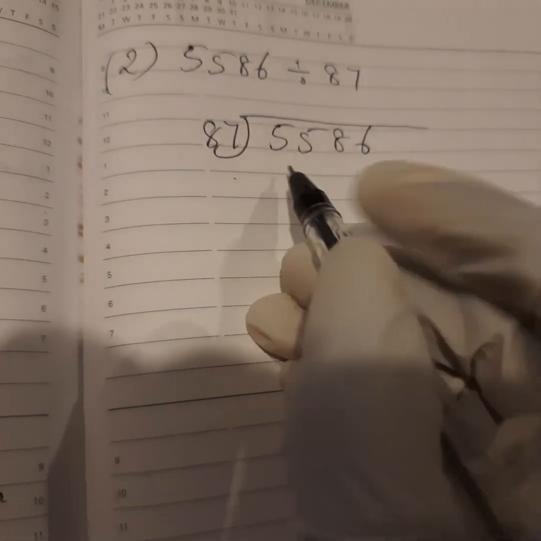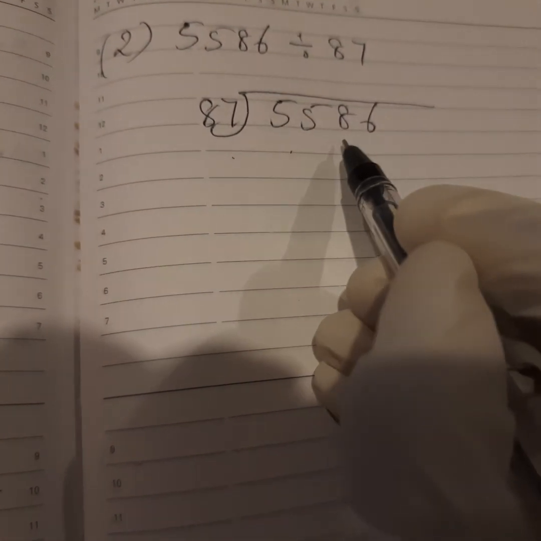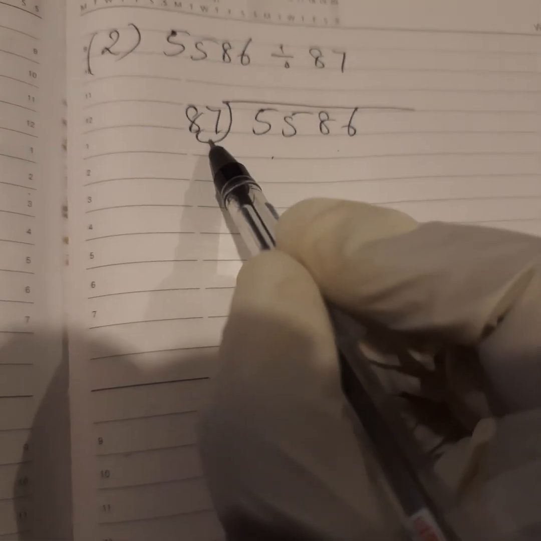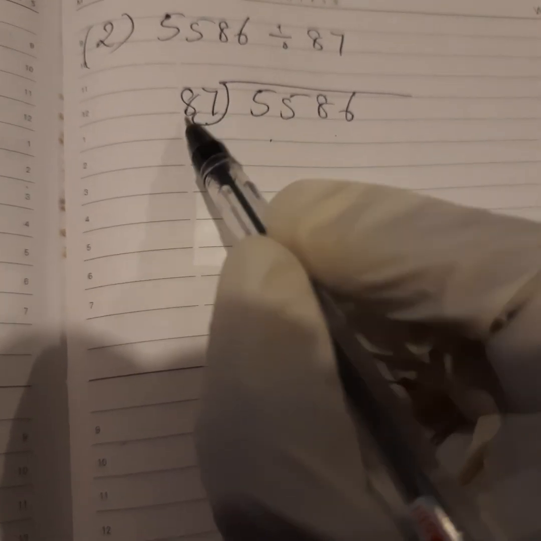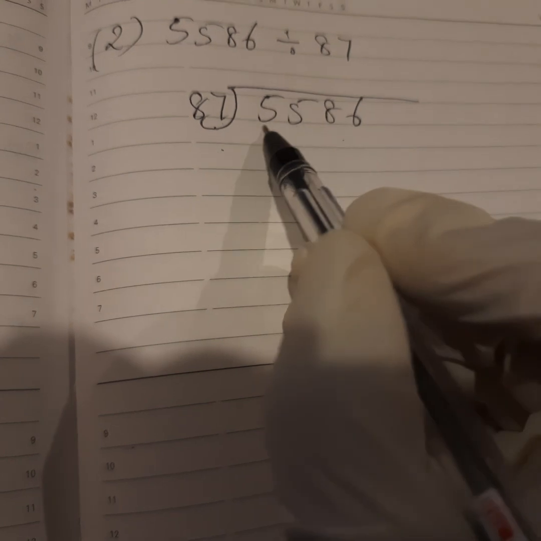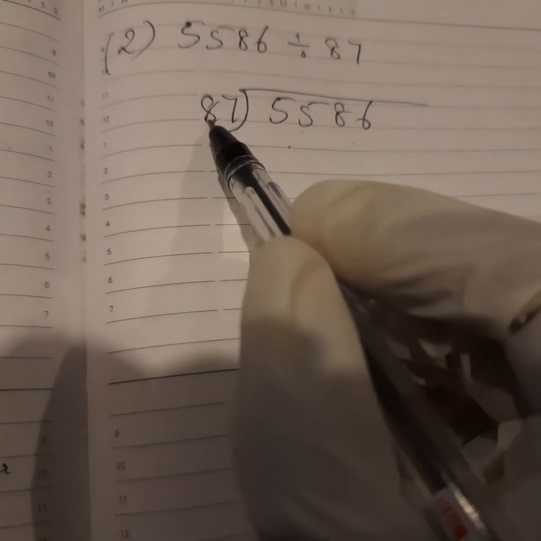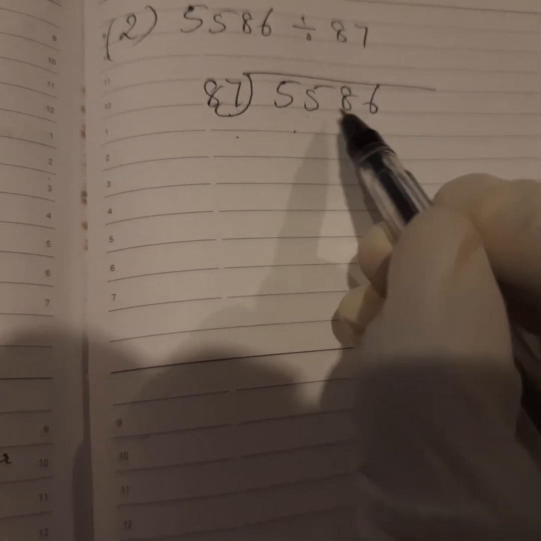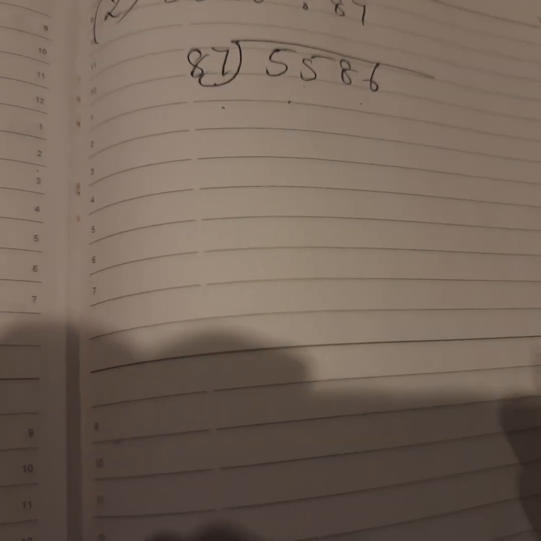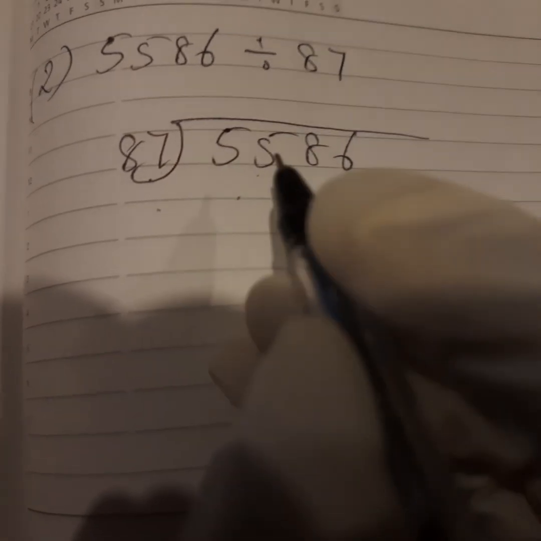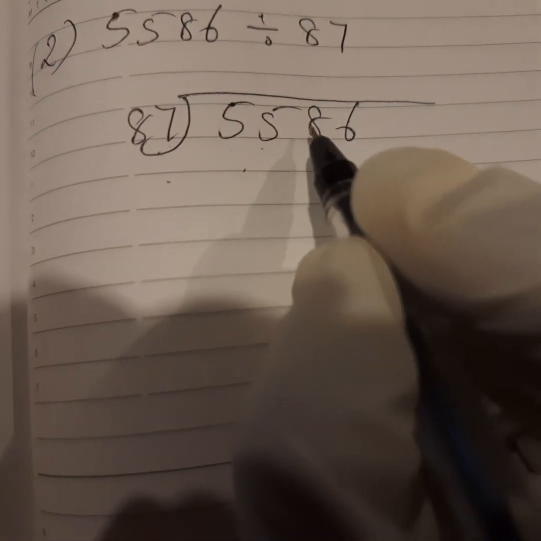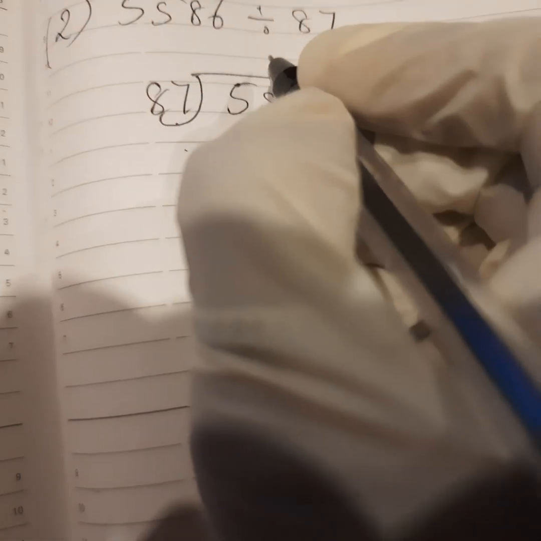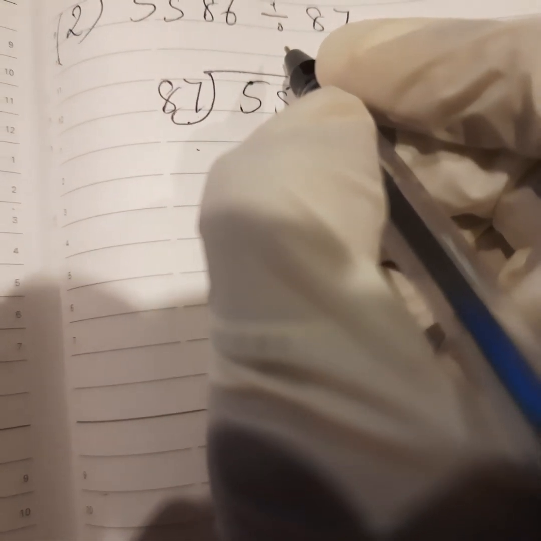Now we go on to the next sum. 5586 divided by 87. Okay, 87, 55. 55 is much smaller than 87. So we have to take 3 digits. 558. Now that is possible with 87 6s.